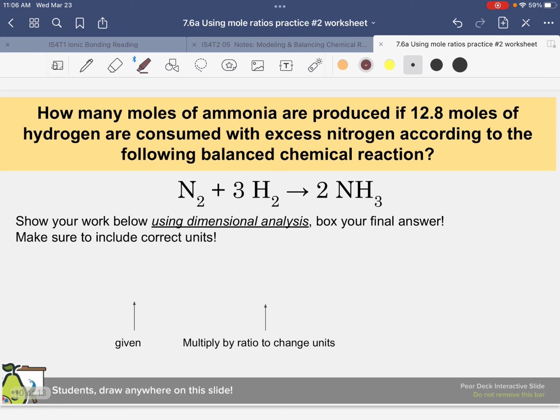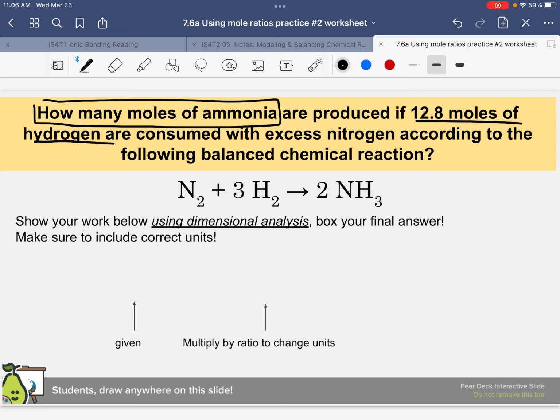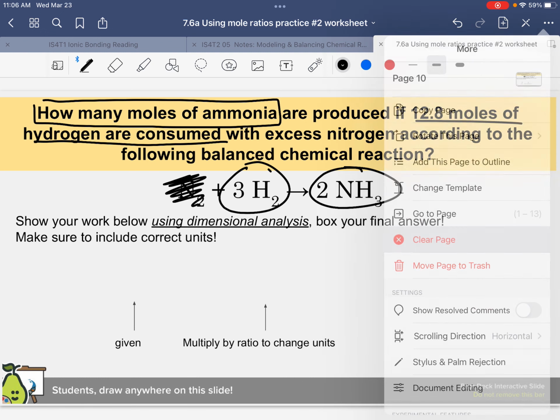All right, same idea. We're going to find out how many moles of ammonia. Oh, look, so I'm looking for moles of ammonia this time that are produced if 12.8 moles of hydrogen are consumed. So this is really essentially the same question, but now instead of paying attention to the nitrogen, I'm paying attention to the hydrogen and the ammonia. You'll notice that the math doesn't care about which side of the equation these things are. It's all about the ratios that are there.